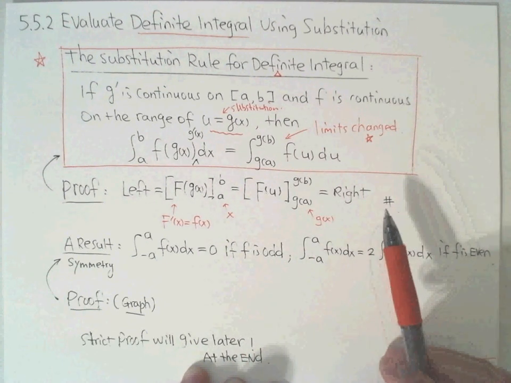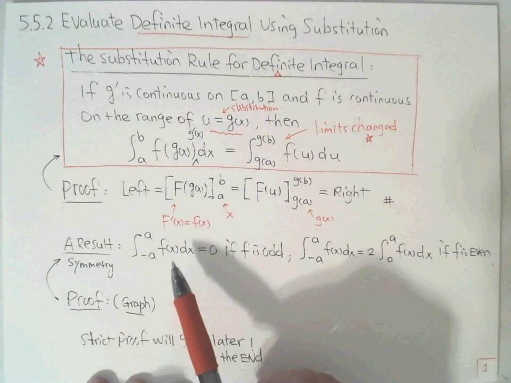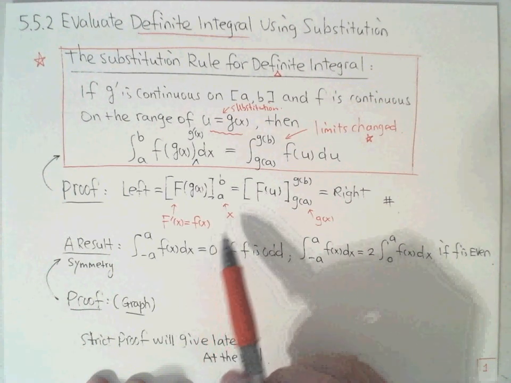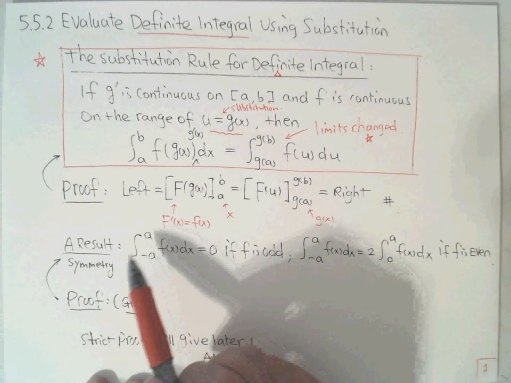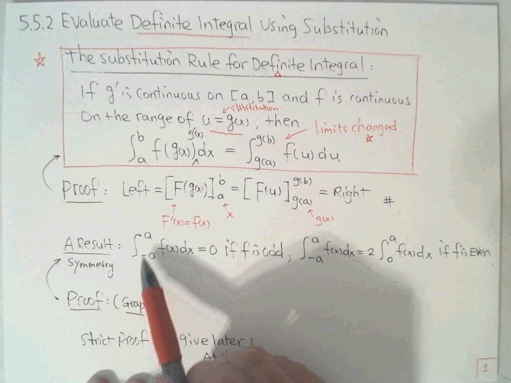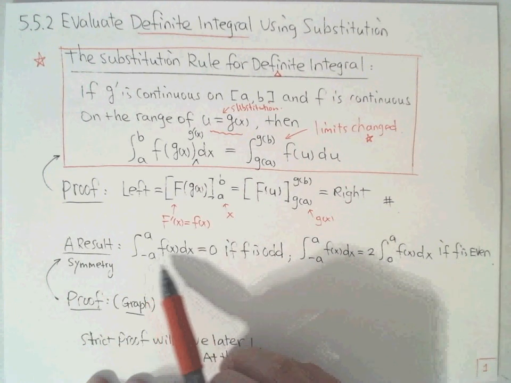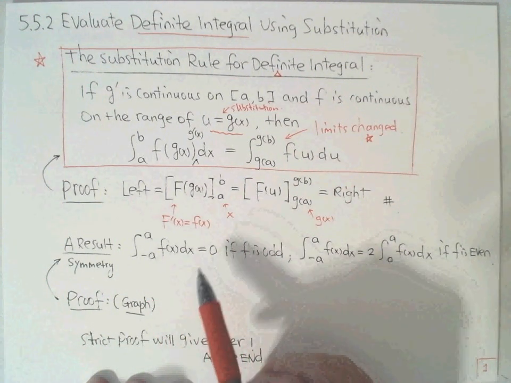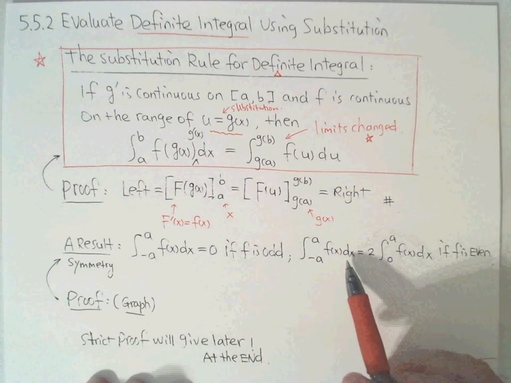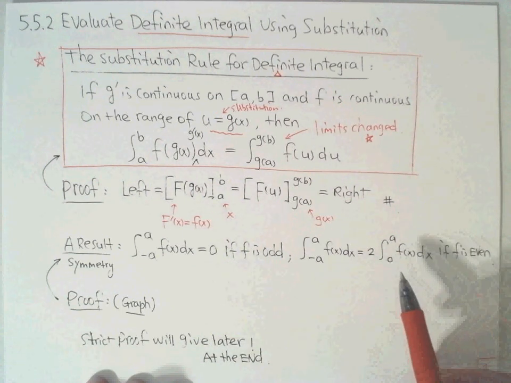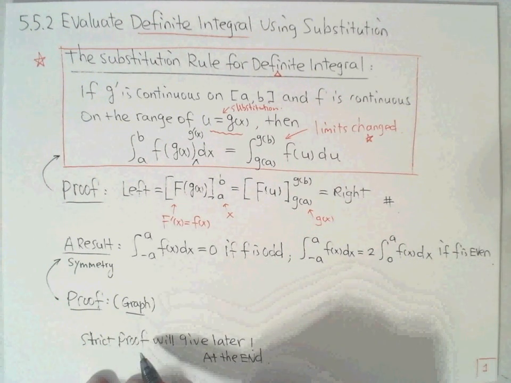One more is the result for symmetry. This is very special, and later I will have an example to show you how to use this. If the integral interval is symmetric about the origin, from negative a to a, and f(x) is an odd function, then the integral goes to 0. It means you don't need to do any calculation. I will show you why. Second, if f is even, this time it is not 0, but double the half. I will give a rough explanation using a graph, and the strict proof later.